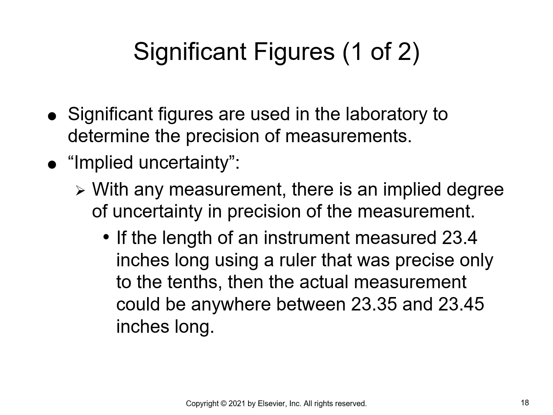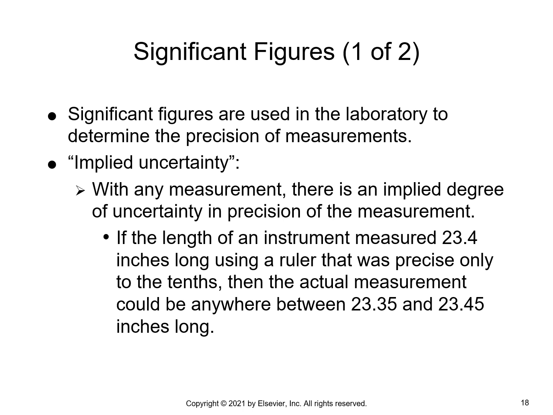So let's talk about the length of something, and it's measured to be 23.4 inches long when we use a ruler. When we look at that, we know that we're only precise to 1/10 of an inch because we only went out 1 decimal place. The actual measurement could be anywhere within that 1/2 of a tenth, give or take.